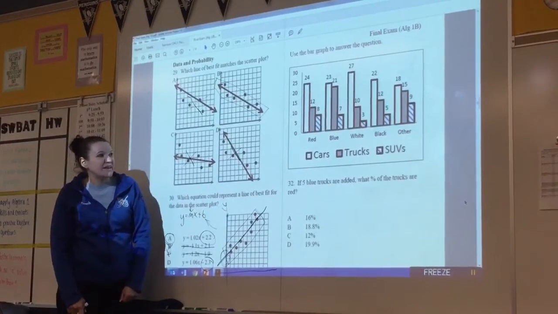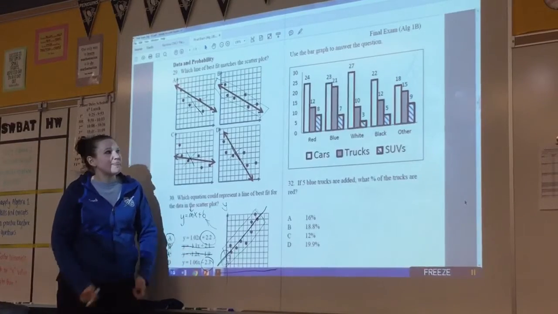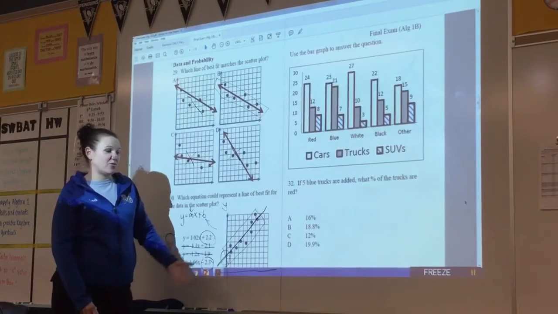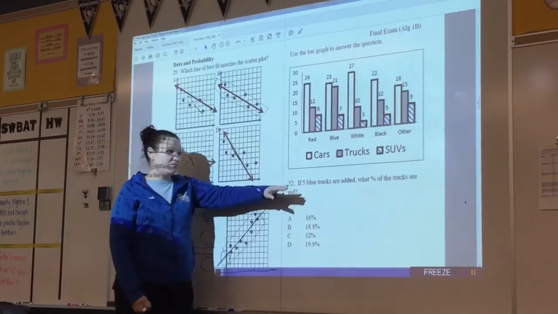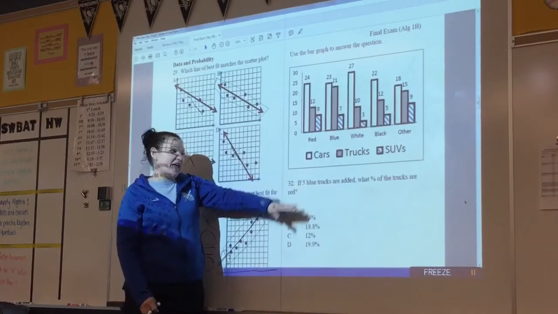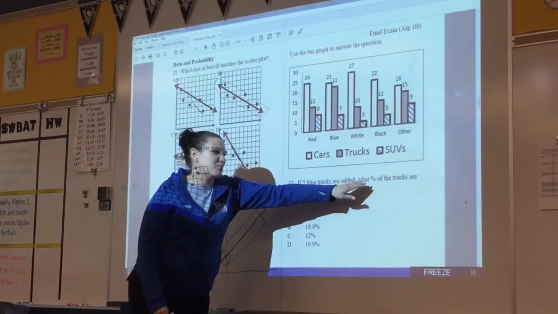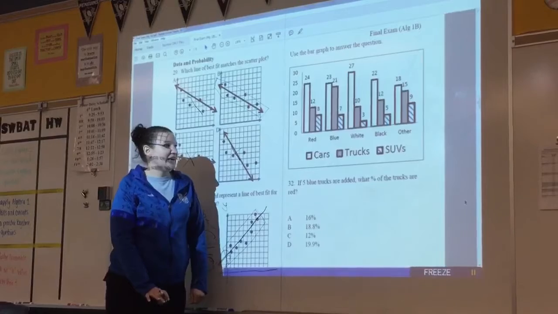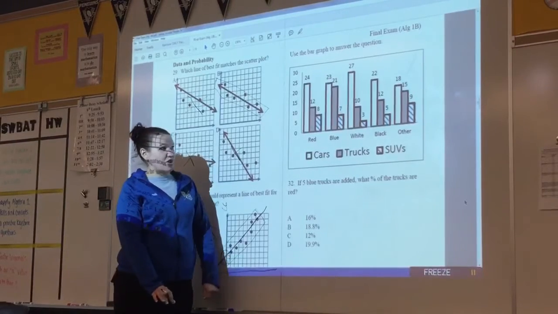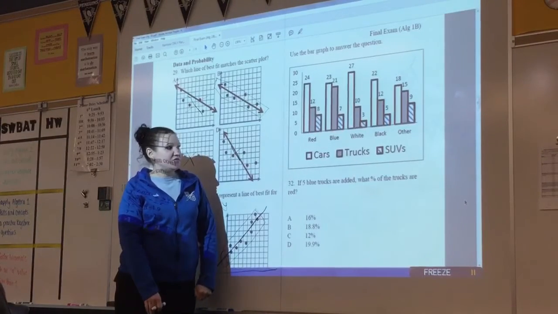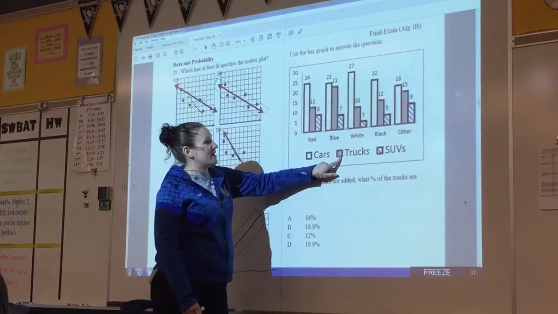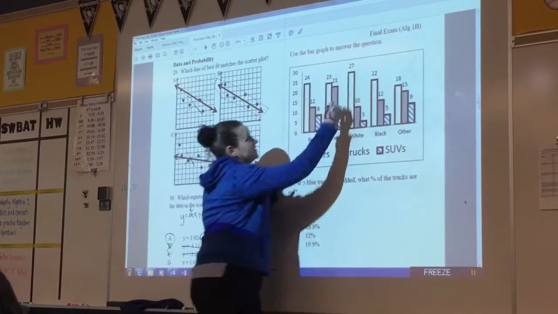Number 32 has 2 parts to it. They give you this bar graph, and you need to use it to answer the questions. But they're telling you that they're going to add 5 blue trucks, and then they still want to know a different percent because now we're looking at red trucks. So first thing is they're adding 5 blue trucks, okay? So right now, we're going to find our blue trucks. Trucks are in gray. We're going to add 5 to this.